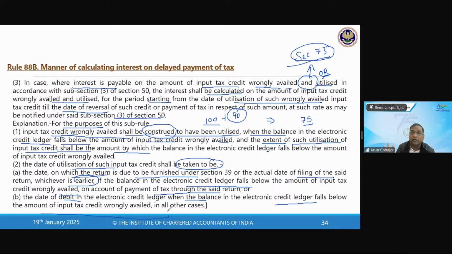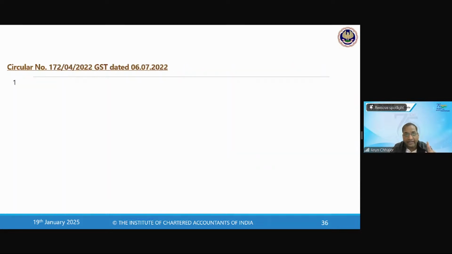Let me read one circular, then we will have much more clarity. Okay, circular 98 we have already read, circular 172 we have already read. Now let me read the circular 192.